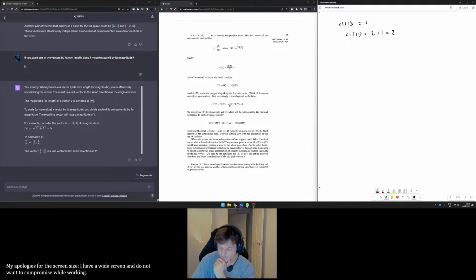And so therefore the inner product of this minus that is going to be the same, right? So that does make sense. Of course it equals 0 because you're subtracting it. Good. So this is making sense so far. And it says we now divide 2 by its norm to get 2, which will be orthogonal to the first and normalized to unity.